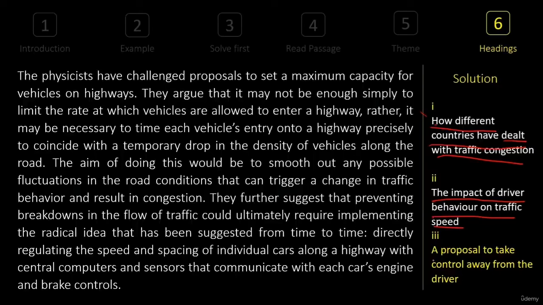Last one, a proposal to take control away from the driver. Now, there are three things here in this kind of question. The first one is the proposal itself. For what? To take control away from the driver. So, a proposal that takes control away from the driver. Three different things. You can't just look into control away from driver. It has to be a proposal. Right. The last, I would say, which I have not mentioned here, but I would like to.